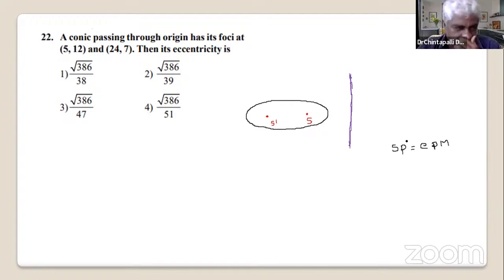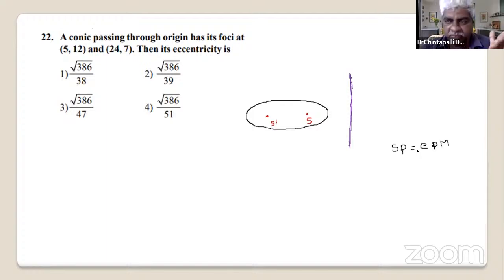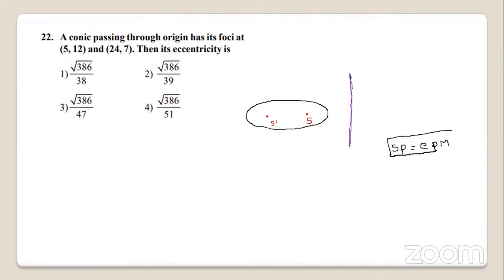Then we find SP, where P is x comma y. SP is the distance between x comma y and the given focus, and PM is the perpendicular distance from x comma y to the given line. But in case of ellipse, e is also given. Without e, we can't find its equation. What is needed? Focus, directrix, and e. But in case of parabola, focus and directrix are enough. So the basic definition for ellipse is SP is equal to e times PM, where P is any point on it.